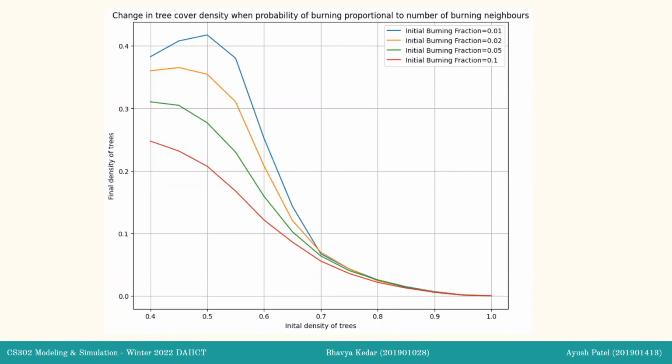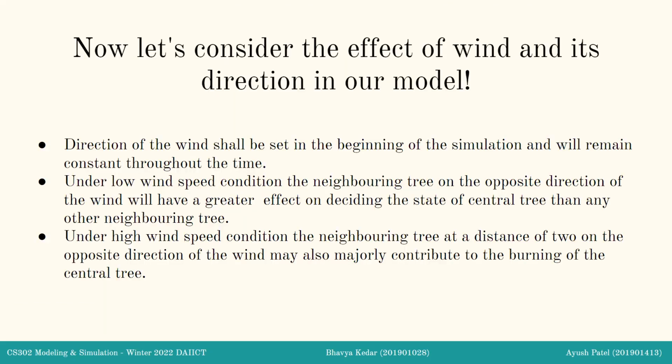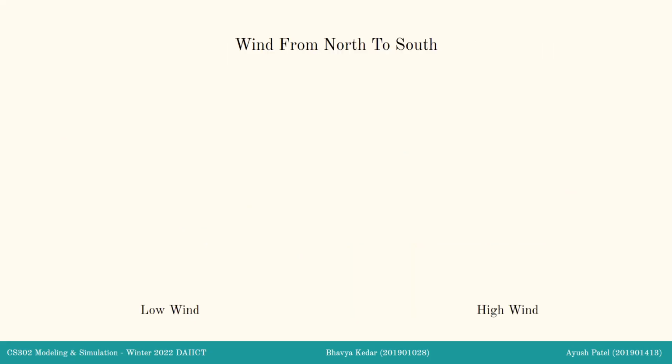Now we'll consider the effect of wind in this particular model. We have set the wind direction from north, south, east, and west at the beginning of the simulation only. And we have considered that when the wind speed is set to low, only one neighboring tree is prone to catch fire, and when the wind speed is high, two neighboring trees along the wind direction are prone to catch fire.